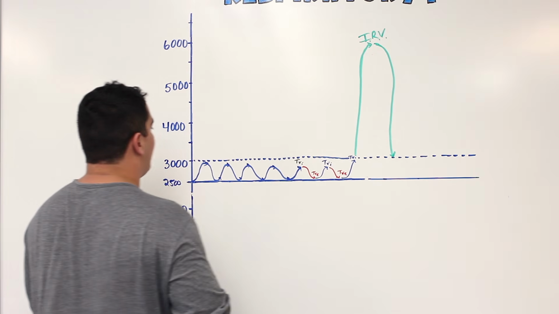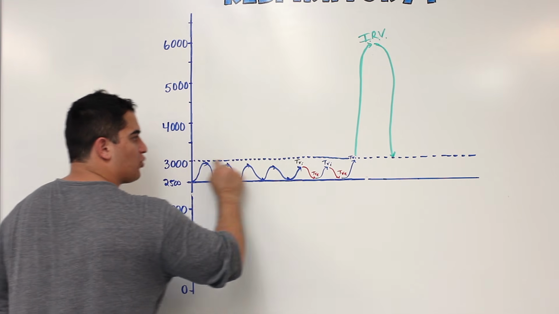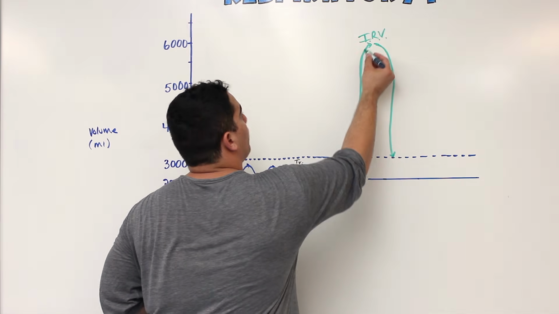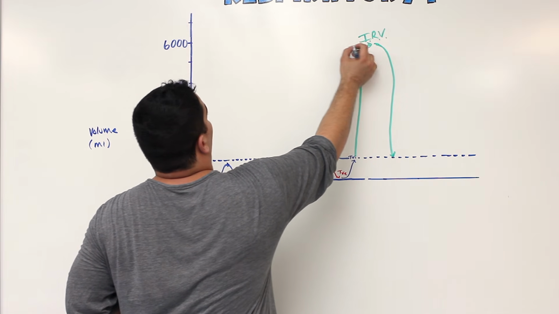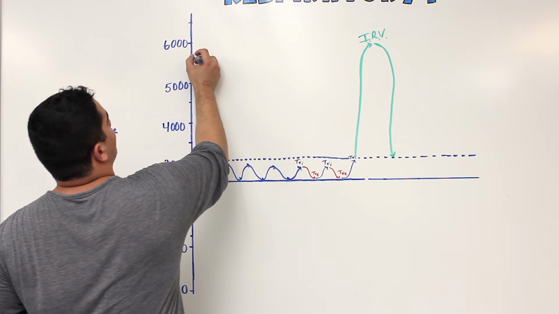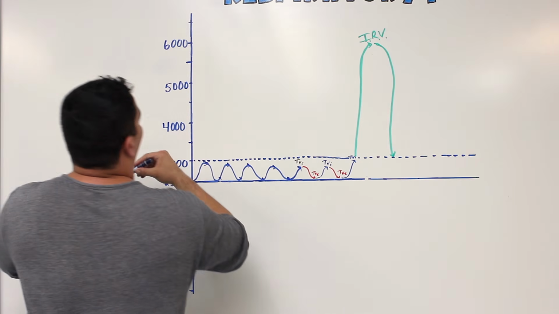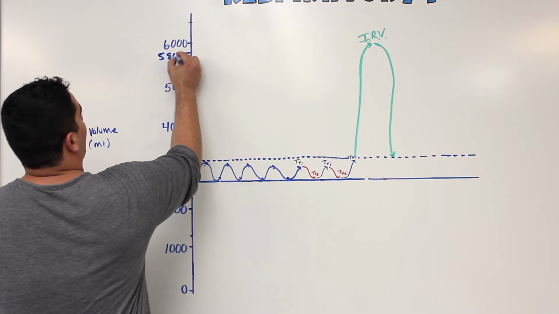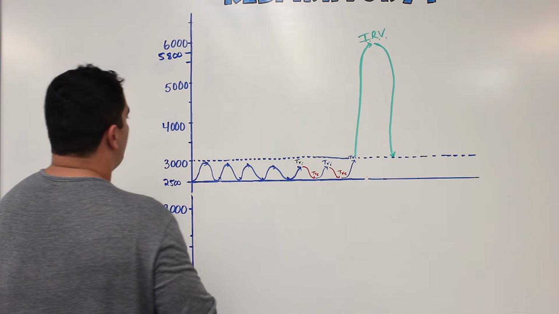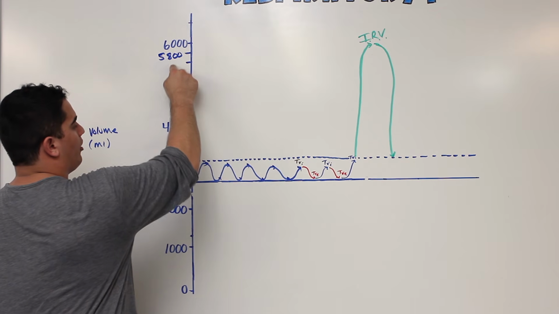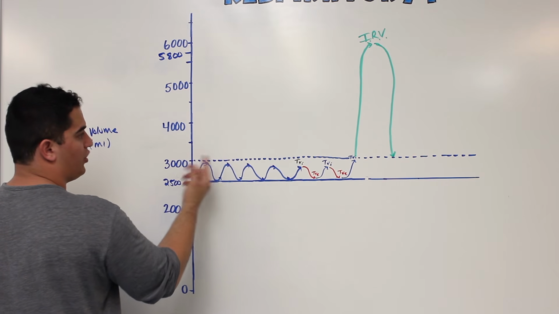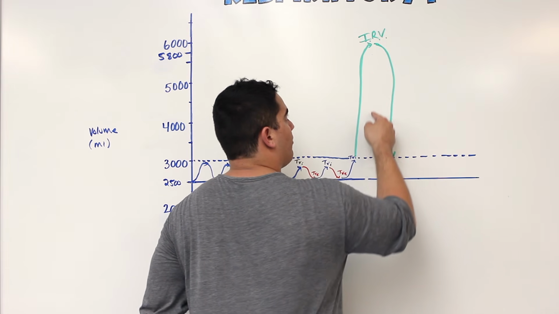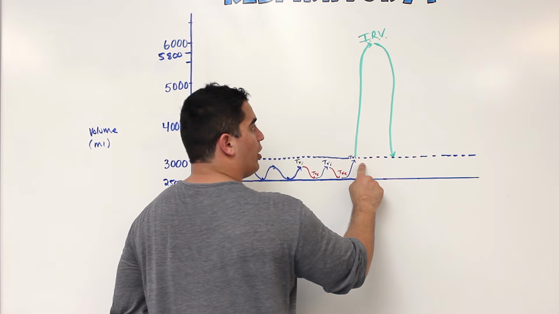So let's just calculate that. Okay, well, I'm at 3,000. That's when it's really occurring, right? So at this point right here, right at that 3,000, it's going all the way up, and it looks like it's about 5,800 milliliters. So what's the difference between 5,800 milliliters and 3,000? That's 2,800.